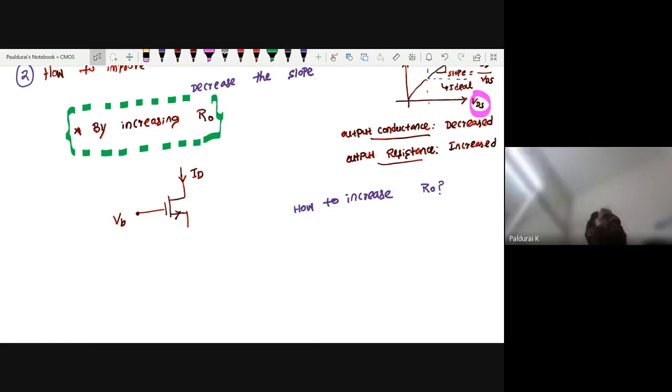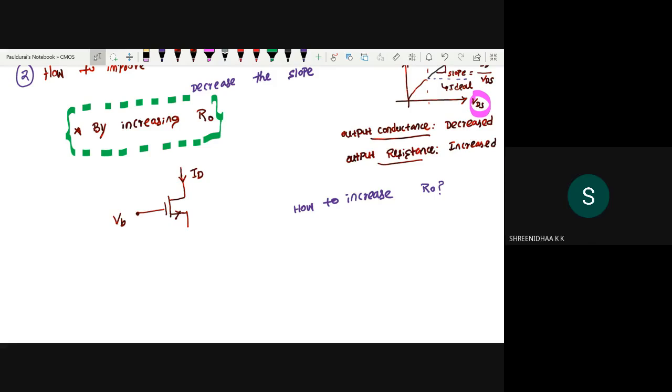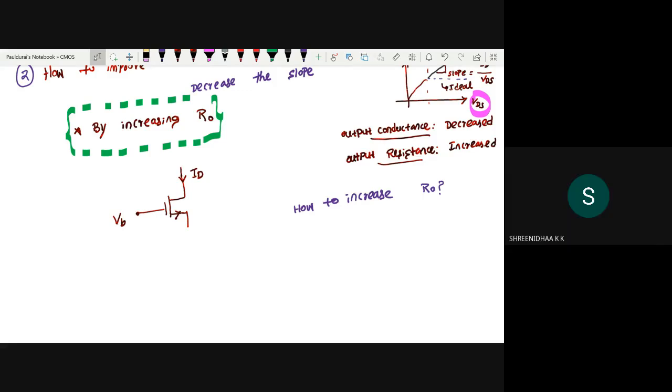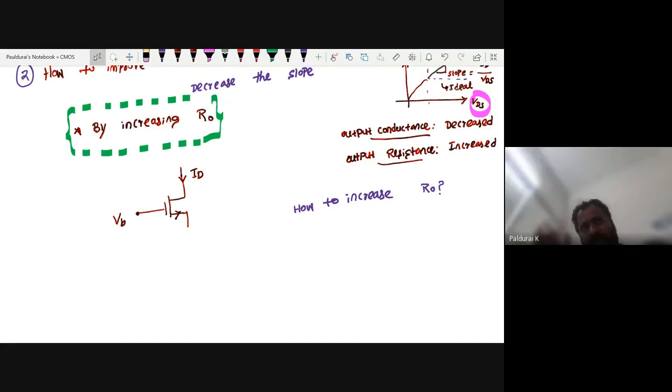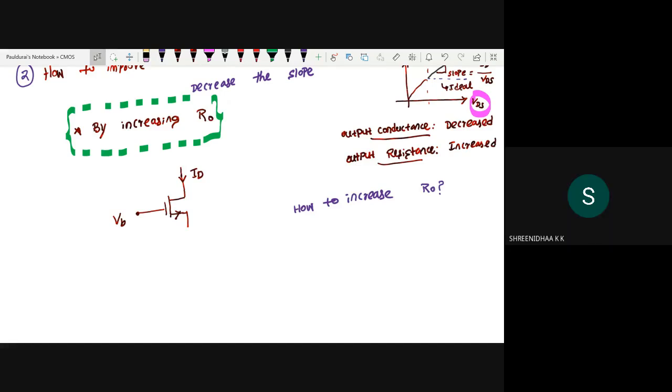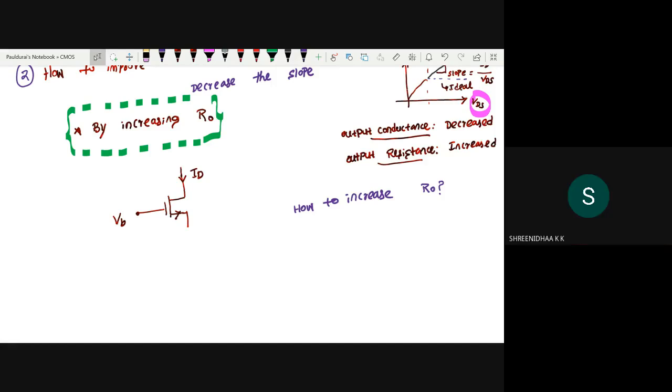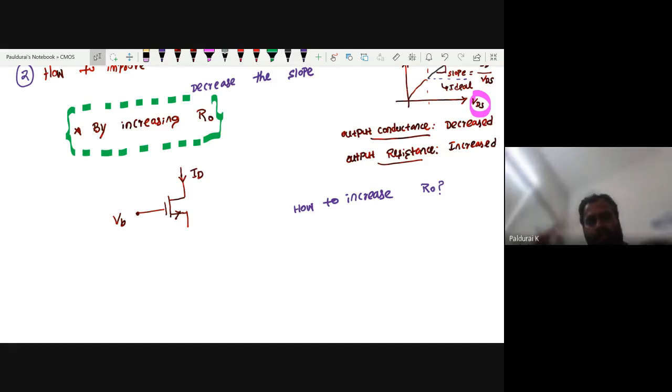Sir, name the 5 variants of CS. Resistive load, sir, common source stage, and resistive load. Second one, common source stage with constant current source, sir. Constant current source. Third one, with diode connected device, sir. Diode connected device. Fourth one, active load. Fifth one, source degeneration, RS.